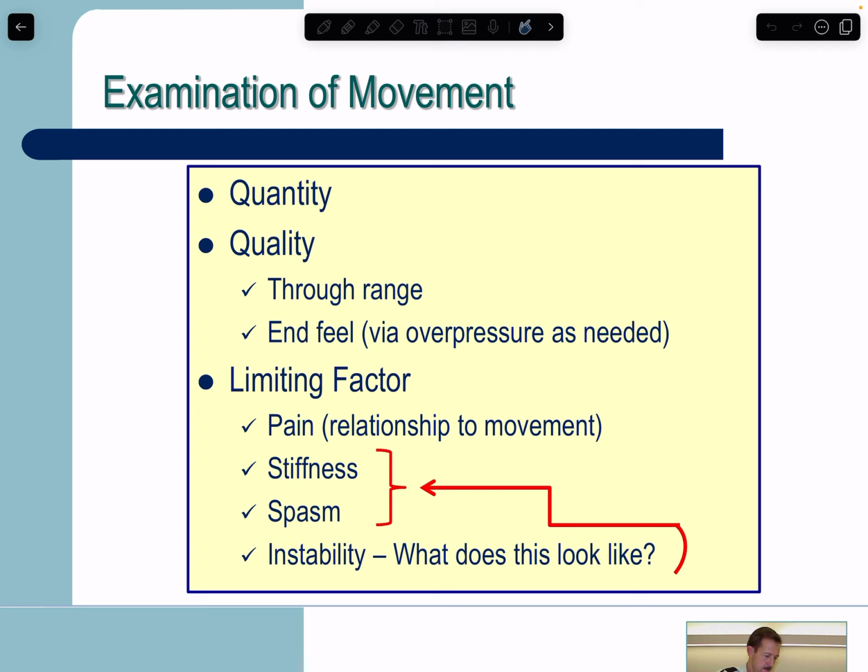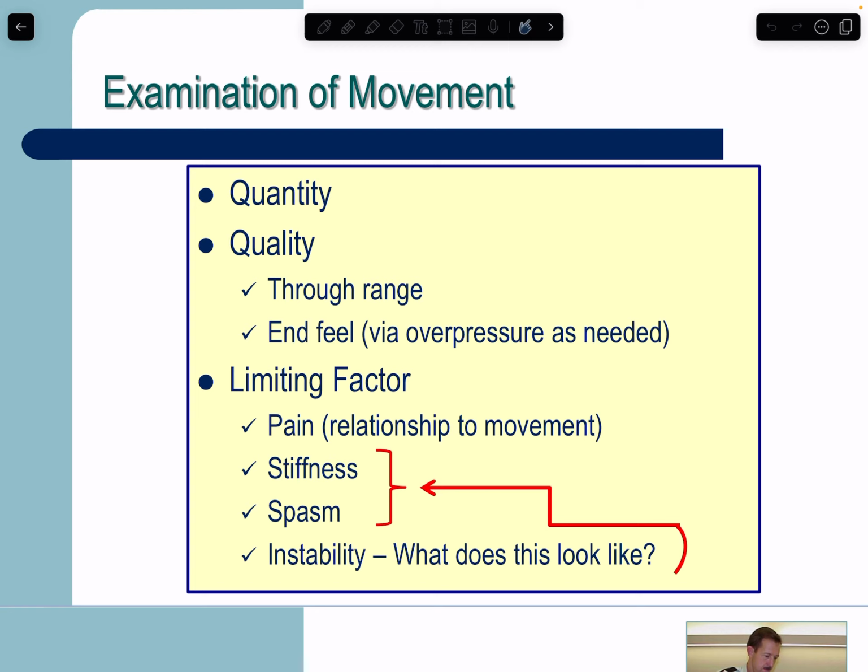But you're looking at quantity, you're looking at quality, looking at through-range movement, and of course end feel. That's why we do overpressure. We overpress to elicit symptoms and to understand an end feel, even though it's through multiple joints. And then whatever the limiting factor might be, out of this group here, it's usually pain or stiffness, but it also can be muscle guarding.